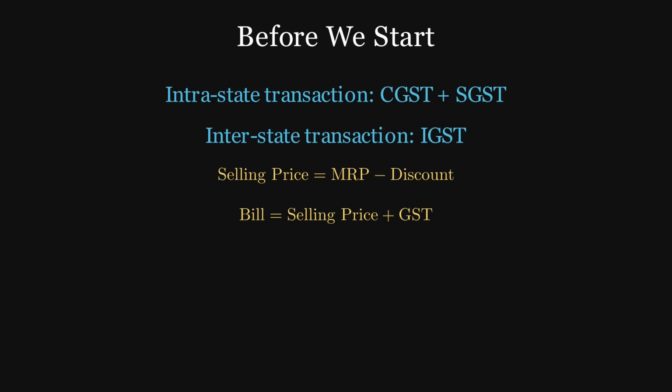If the transaction is from one state to another state, then it is called an interstate transaction. In an interstate transaction, we use IGST. Now remember the basic formula: selling price is equal to MRP minus discount, and amount of bill is equal to selling price plus GST.